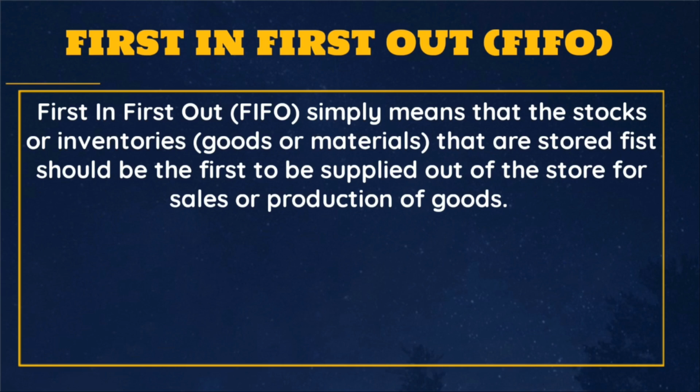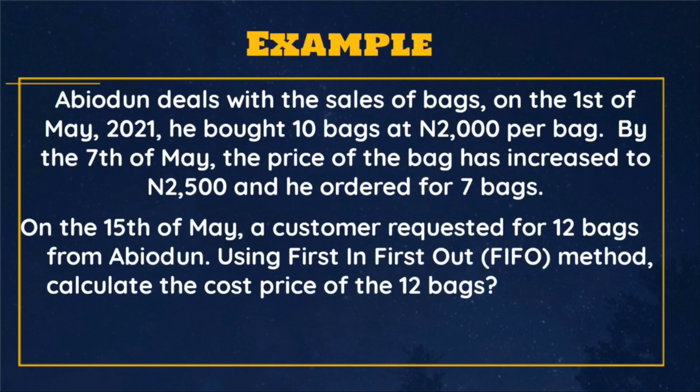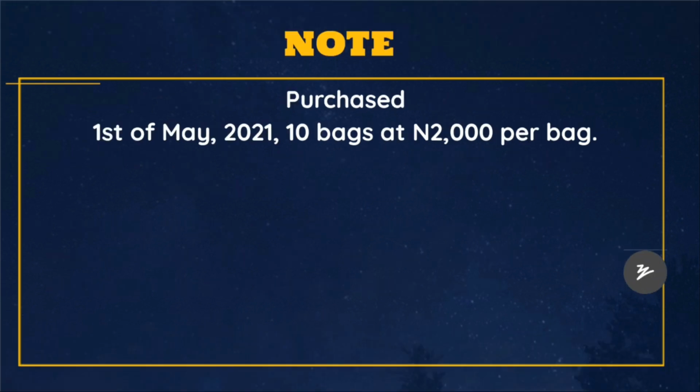Let's take an example. Abiodun deals with the sales of bags. On the 1st of May, he bought 10 bags at 2,000 per bag. By the 7th of May, the price of a bag has increased to 2,500 and he ordered 7 bags. On the 15th of May, a customer requested 12 bags from Abiodun. Using the FIFO method, calculate the cost price of the 12 bags.